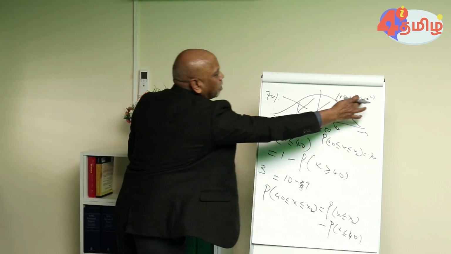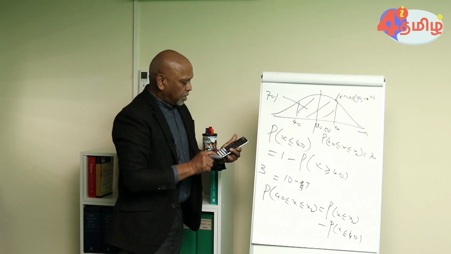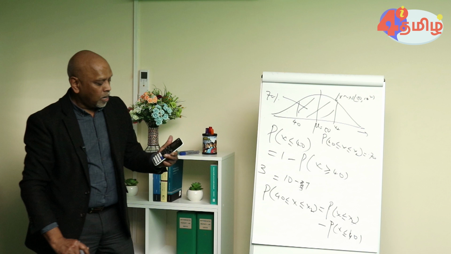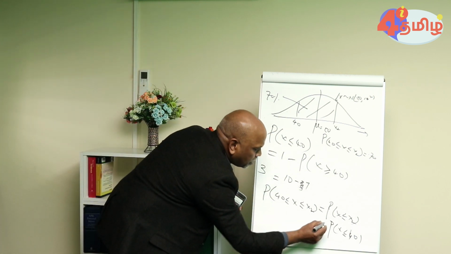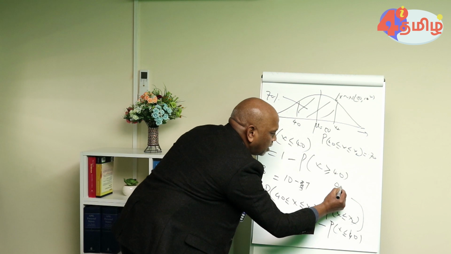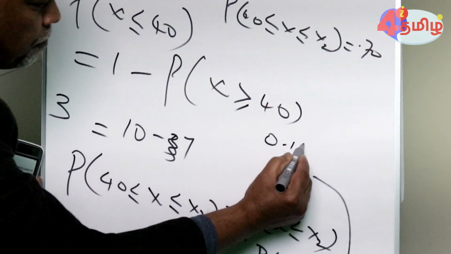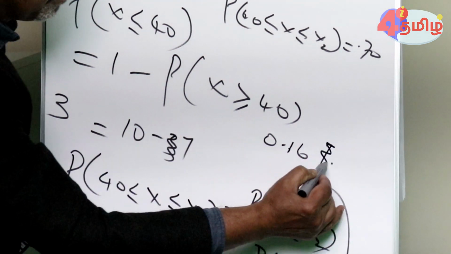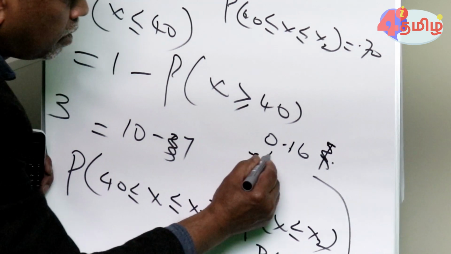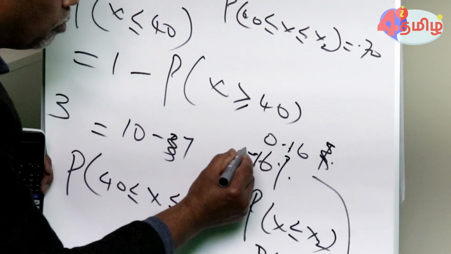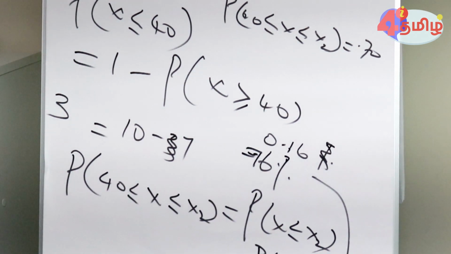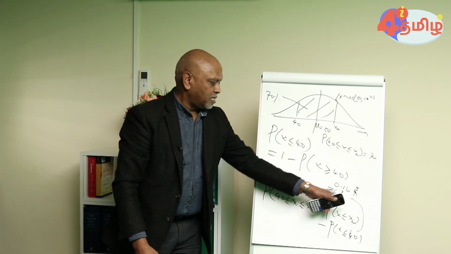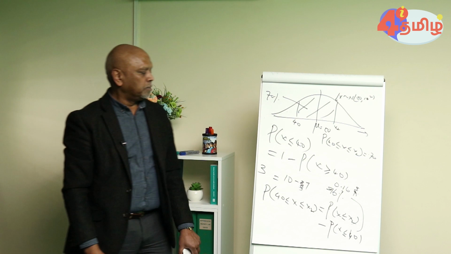Again, the standard deviation is 10, and the mu is 50. This value comes up in the calculator as 0.16. It's 0.16, not a percentage. That is equal to 16%. 0.16 means 16%. Simple as that, isn't it? 1 is 100%, 0.5 is 50%, and 0.16 multiplied by 100 gives you 16%.